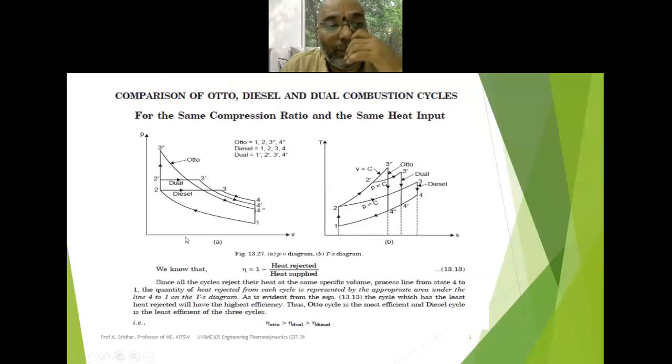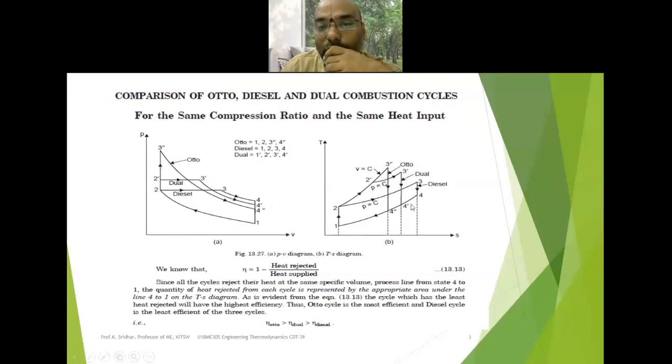Next is the dual cycle. 1 to 2, the compression ratio, will remain same. Next one is partly heat addition at constant volume, 2 to 2 dash. And next, 2 dash to 3 dash is partly heat addition at constant pressure. So the same thing: 2 to 2 dash is at constant volume, and 2 dash to 3 dash is at constant pressure.